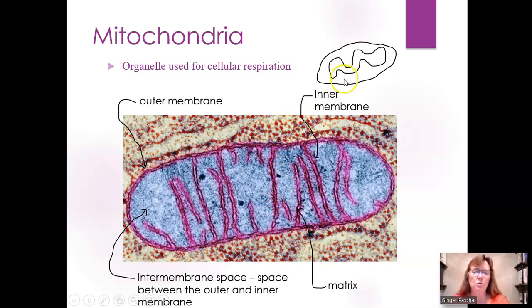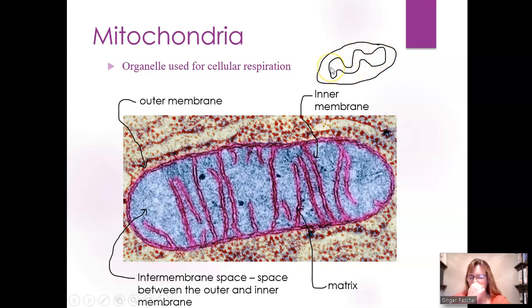Then between those two, we have what's called the intermembrane space. Intermembrane is one word, and you can think of inter as between. The words between and inter both have T's in them. So the intermembrane space is this space right here between the membranes. So it's inside the outer membrane, outside of the inner membrane. And then last but not least, we have the part called the matrix. The matrix is this innermost part. The matrix is the portion within the inner membrane.